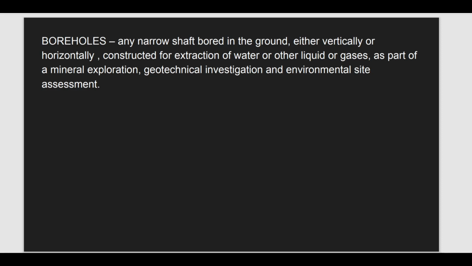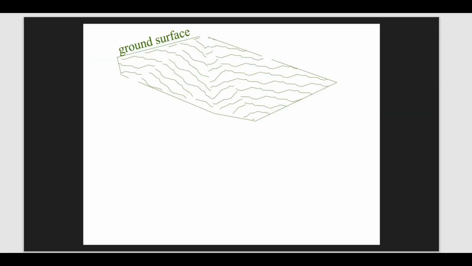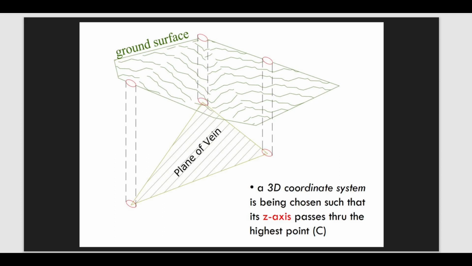Before proceeding, let's first define boreholes. A borehole is any narrow shaft bored in the ground, either vertically or horizontally, constructed for extraction of water or other liquids or gases, as part of a mineral exploration, geotechnical investigation, and environmental site assessment. Let's say for example this is our surface and we want to know the orientation, or if there are minerals down below the surface. So we drill boreholes there.